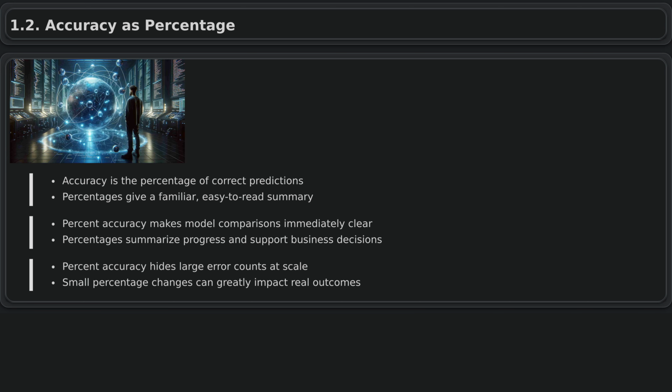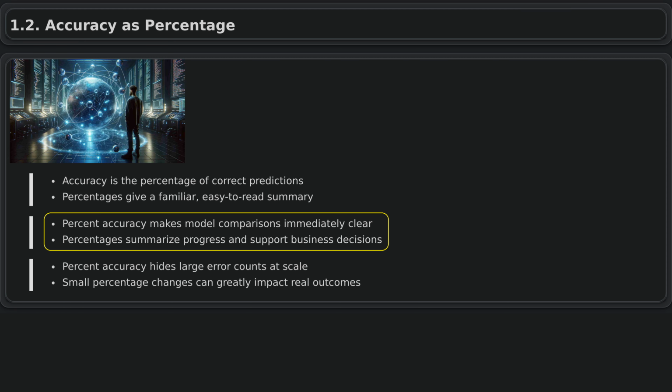Accuracy as percentage. Accuracy in classification is usually expressed as a percentage to make performance easy to understand and compare. It is calculated by taking the fraction of correct predictions and converting it into a percentage, such as saying a model that correctly labels 9 out of 10 emails as spam has 90% accuracy. Using percentages connects model performance to familiar ideas like exam scores or quality checks. This provides a clear, human-friendly summary of how well a classifier works on a data set.